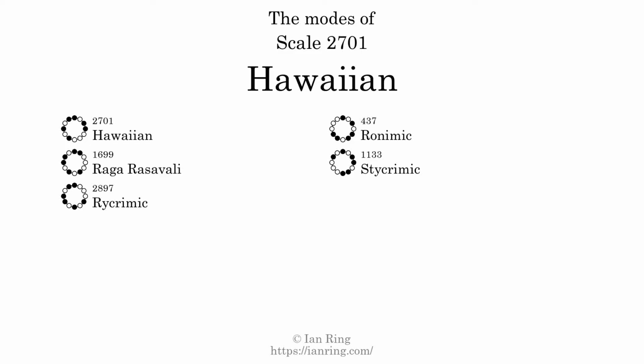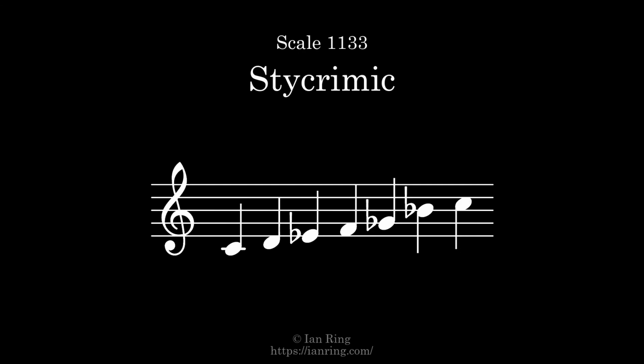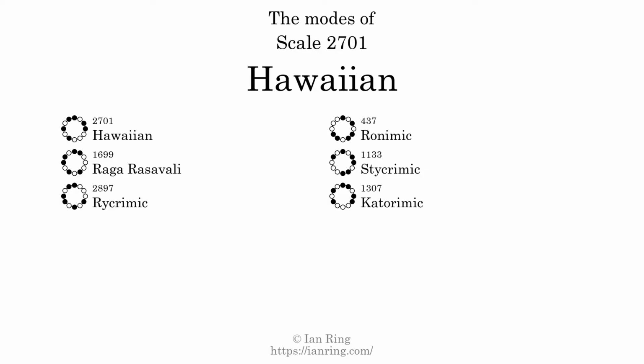The fifth mode is scale 1133, also known as Staikrimic. It sounds like this. The sixth and last mode is scale 1307. Also known as Katarimic. It sounds like this.